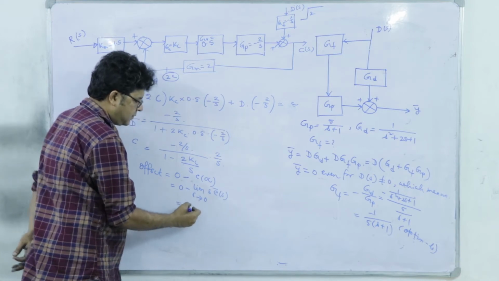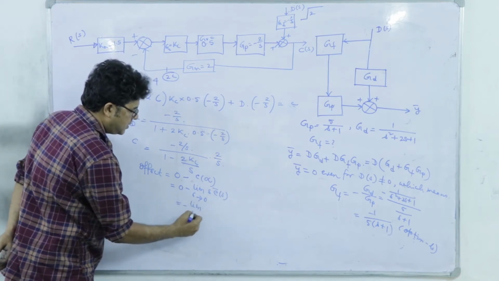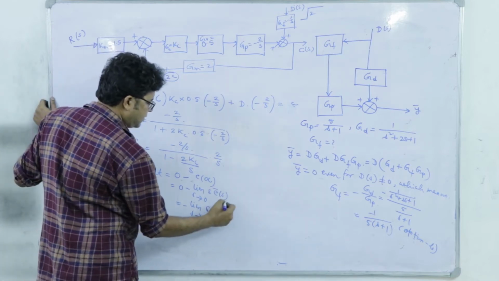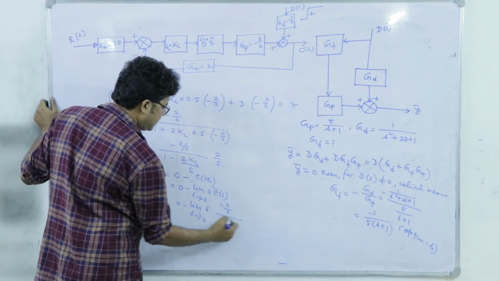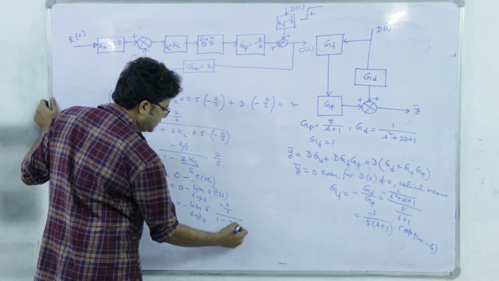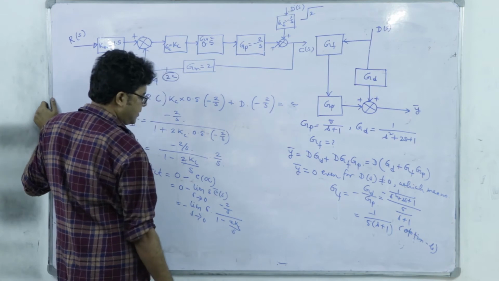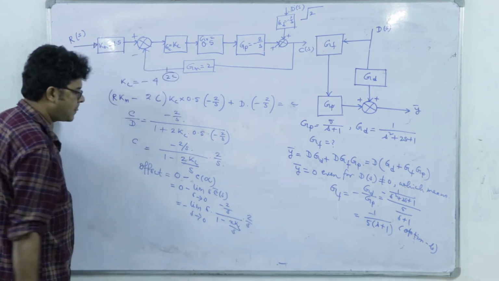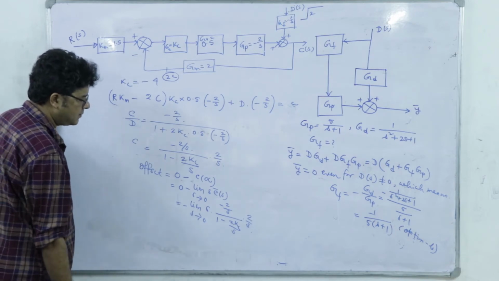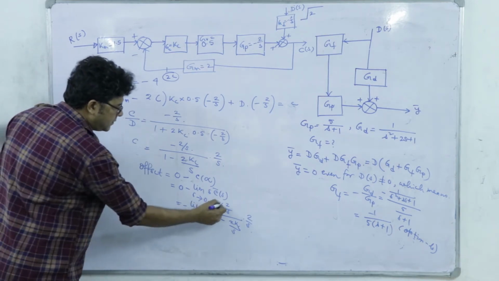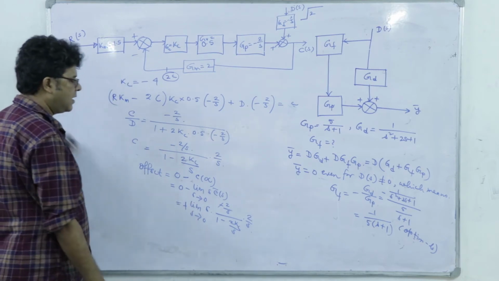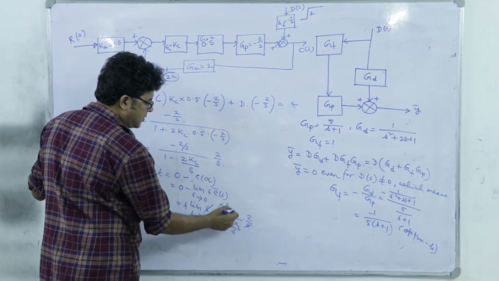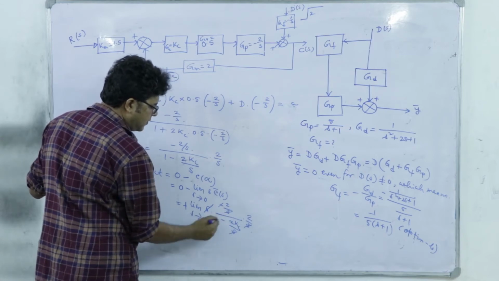So, minus limit S tending to 0, S minus 2 by S divided by 1 minus 2 Kc by S, into 2 by S. That will be my answer. So, this minus and this minus cancels out, giving plus, and this S cancels out, this S cancels out, giving an S here.